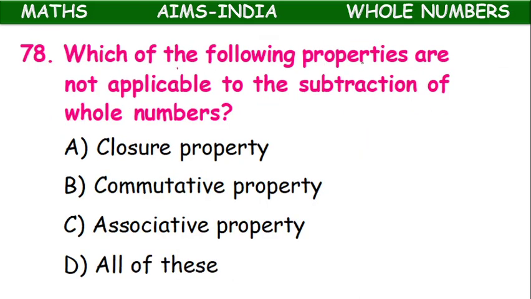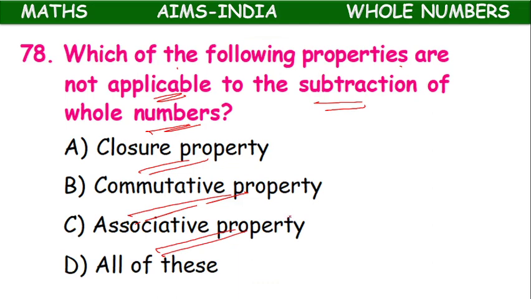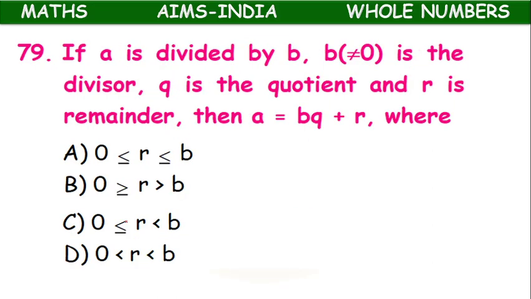Which of the following properties are not applicable to subtraction of whole numbers? Subtraction does not follow closure property, does not follow commutative, does not follow associative. So D option, all of these properties are not applicable for subtraction. Next.